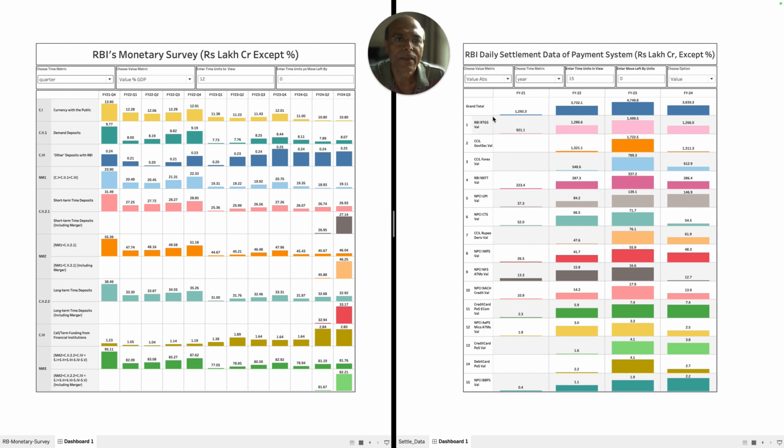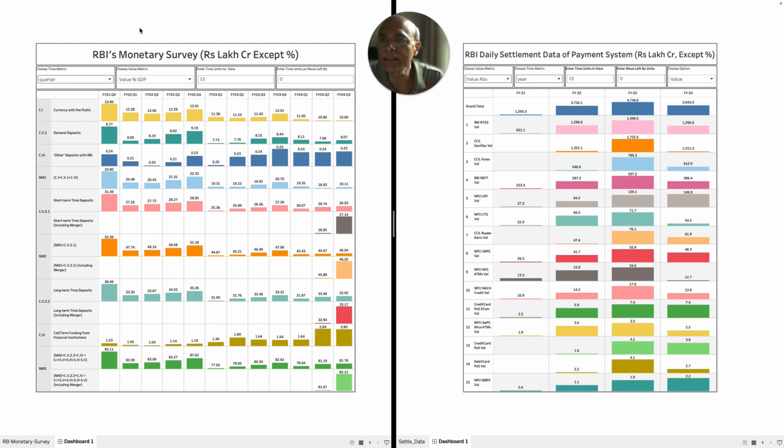Look at this. The total amount of transactions in FY21 was 1,292 lakh crores. Now it is 3,835 lakh crores. Now in UPI it was 37.3 lakh crores. Now it is 146.9 lakh crores. So what it tells us is that the economy is becoming more cashless, meaning more electronic transactions are happening, people are using less cash. That is what is coming out from this data.